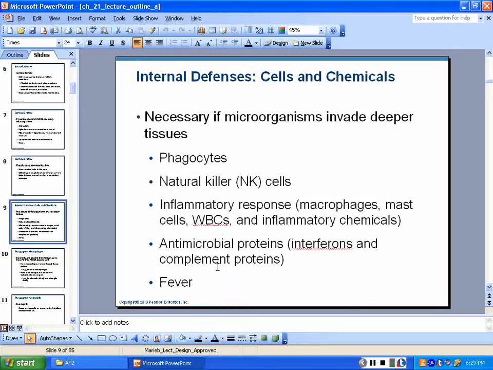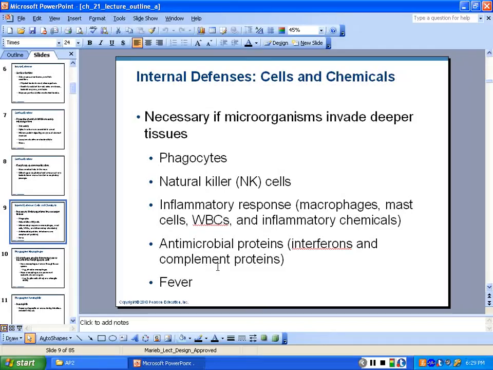Then we go a little bit further. And we say that in addition to the skin and the mucous membranes, if we go inside the body, there are certain kinds of cells that like to fight for us. Which kind of cells do the fighting inside your body? White blood cells. White blood cells do.